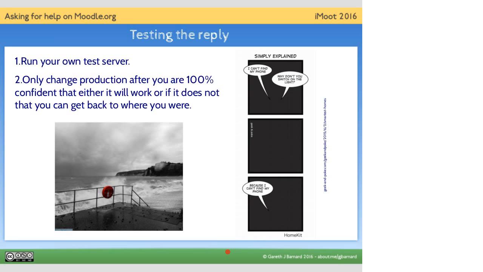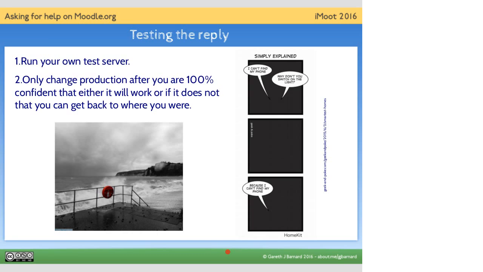Because if it goes wrong, it's just your test server. It's just something you've experimented with. Throw it away, put it back. And then you can be really sure that when you put it on your production server... I hope everybody understands what I mean by test and production. So production is your live site that everybody's using. Test server is your little practice area.